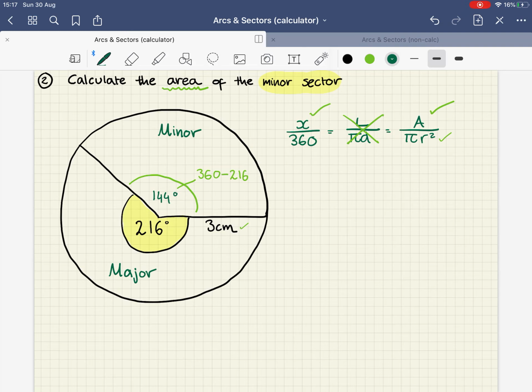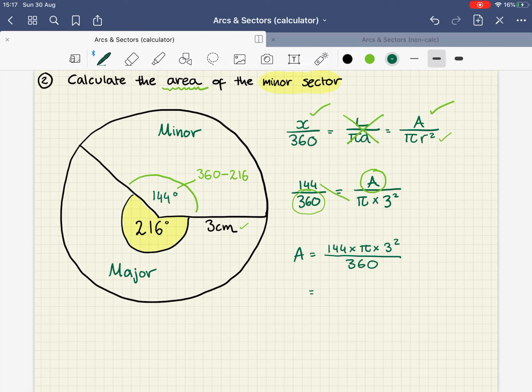So substituting the information I do know, I've got my angle of 144 over 360 equals whatever the area is going to be over pi times, and my radius is 3. So again, I circle the thing I want, which is A. I multiply across the diagonal. And then I divide by the last thing on the bottom here. And grabbing my calculator, I'm just going to plug that all in.